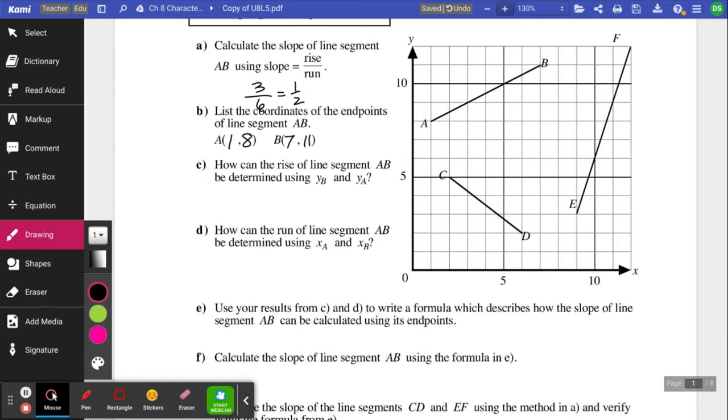It says, now, how can the rise of the line segment AB be determined? What if you just had the values of the y's? So we just look at the y values of these points.